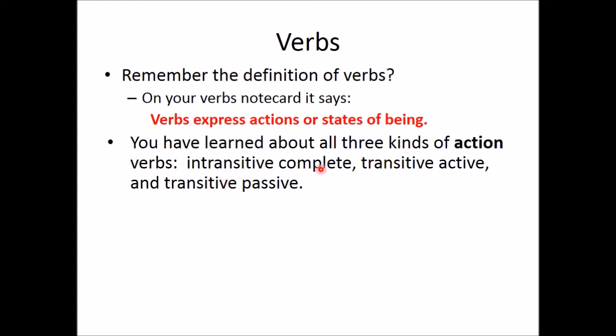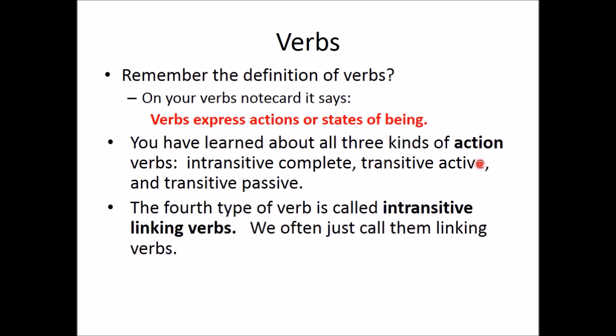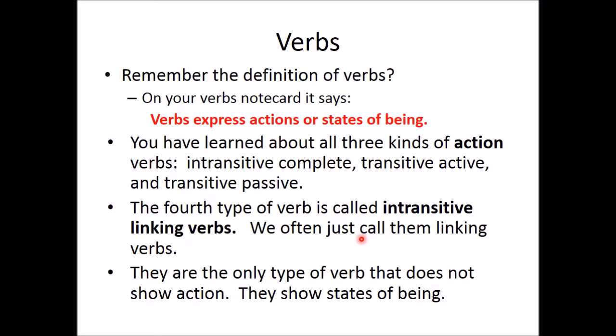We've learned about intransitive complete, transitive active, and transitive passive. All of those verbs show action. The fourth type of verb is called intransitive linking verbs. A lot of times you just hear them called linking verbs, and these verbs are the only type of verb that do not show any action. These are your verbs that show states of being.